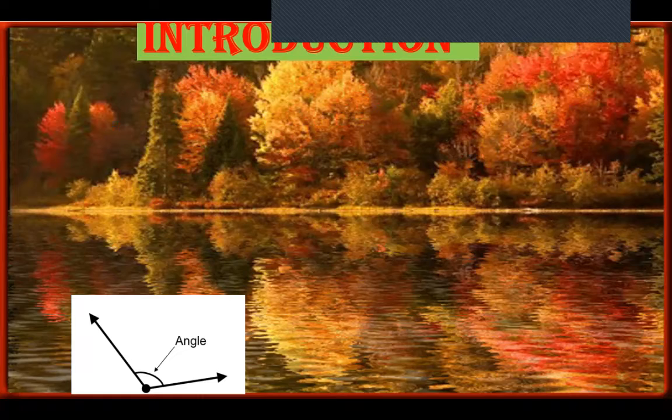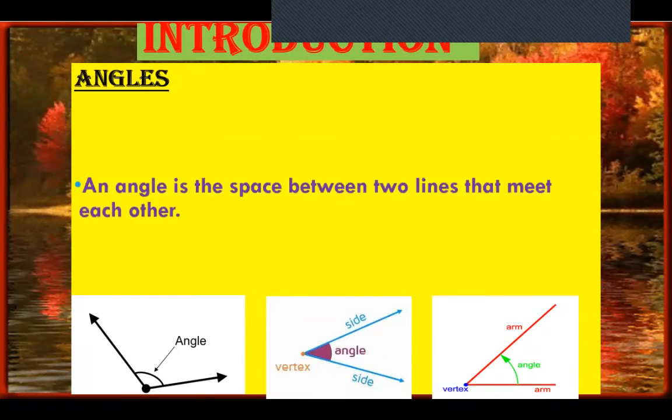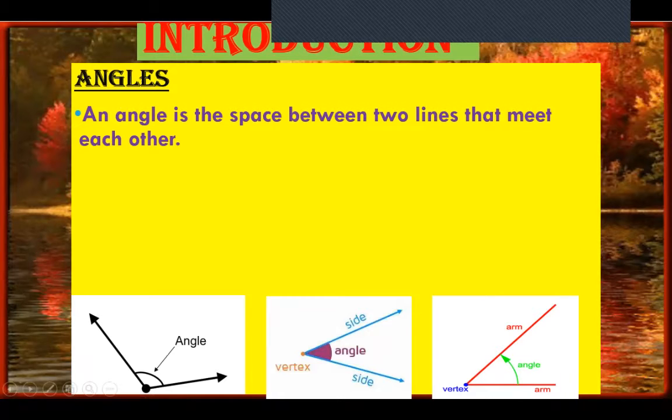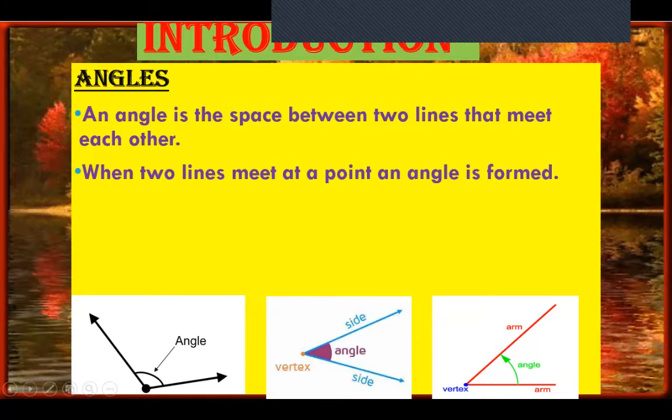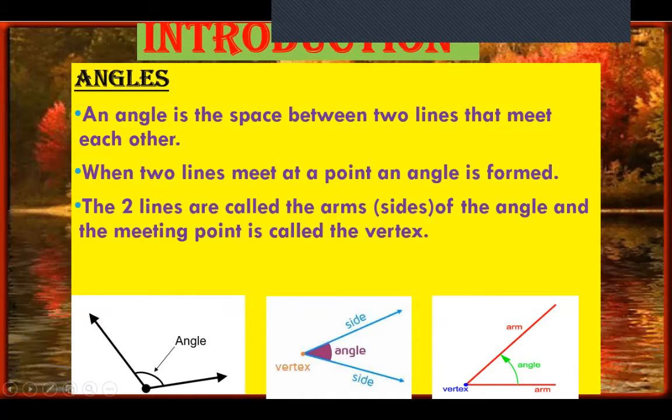Introduction. Angles. An angle is the space between two lines that meet each other. Here in the first picture, you can observe the space between two lines is called an angle. When two lines meet at a point, an angle is formed. Here, when the two lines or the two sides are meeting, an angle is formed. The two lines are called the arms of the angle and the meeting point is called the vertex.